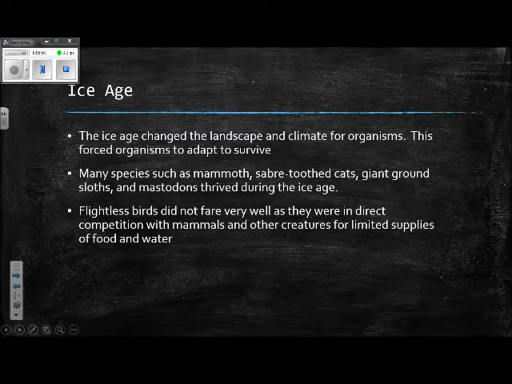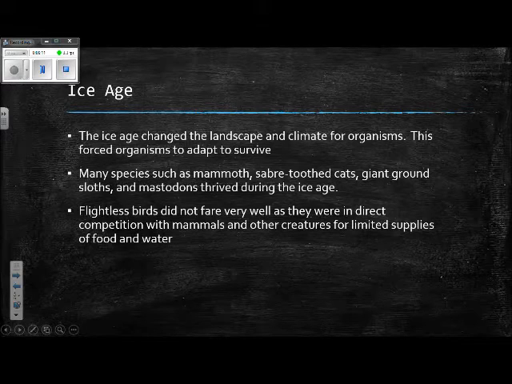So they had everything they needed to compete, to live in the cold, right? Lots of really woolly fur. The saber-toothed tiger was really adept at catching things because it was so big.